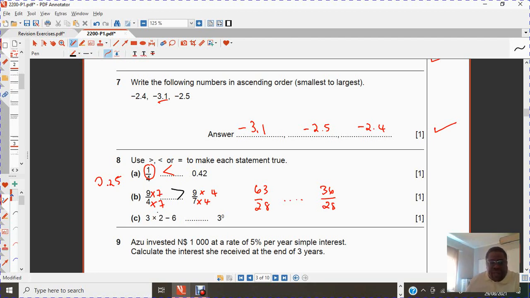The next one here, first remember you must multiply. So when you multiply 3 times 2, you get 6. Take away 6, I get 0, and that's 1. And obviously 0 is less than 1. Okay, always remember your BODMAS so that you don't make unnecessary mistakes when you get to these questions here.